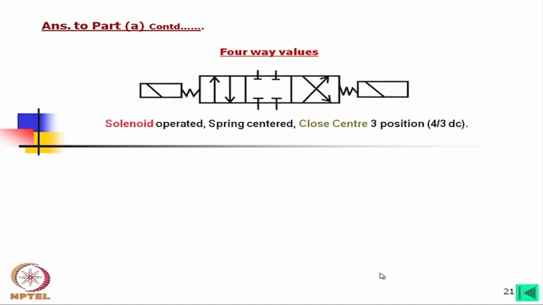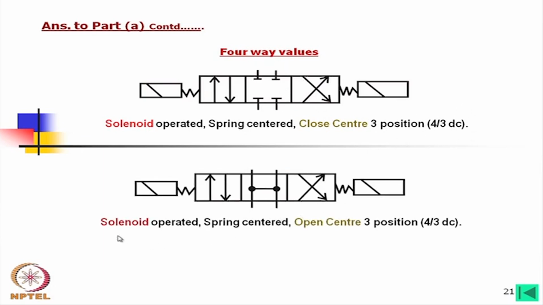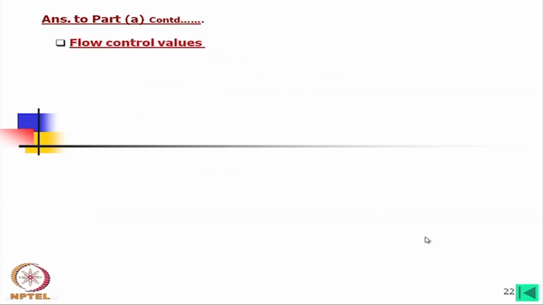Now, in case of a 4-way valve, this is again solenoid operated, spring centered, again it is closed center, 3 positions. So, 4/3 DC valve. Now, again solenoid operated spring centered, again open center, and 4/3 DC valve.